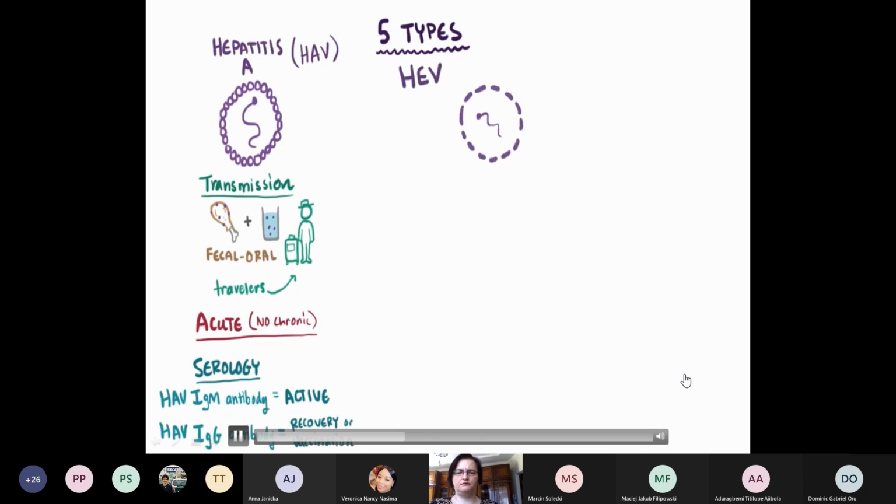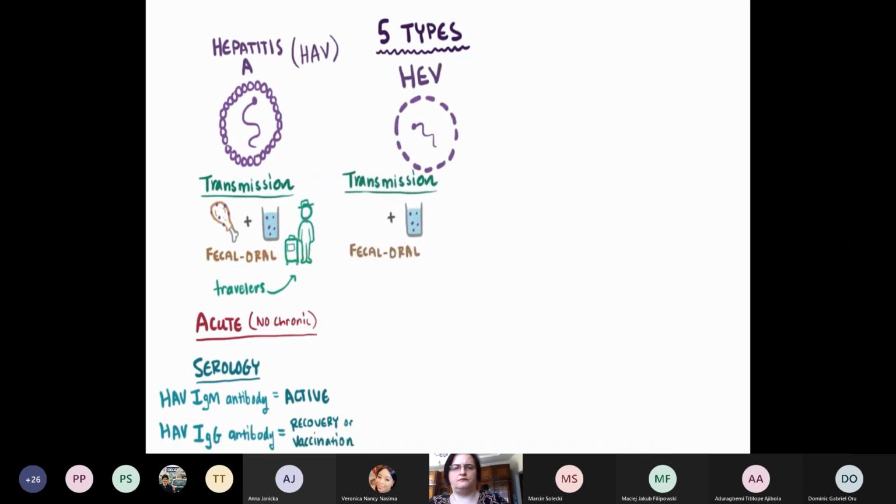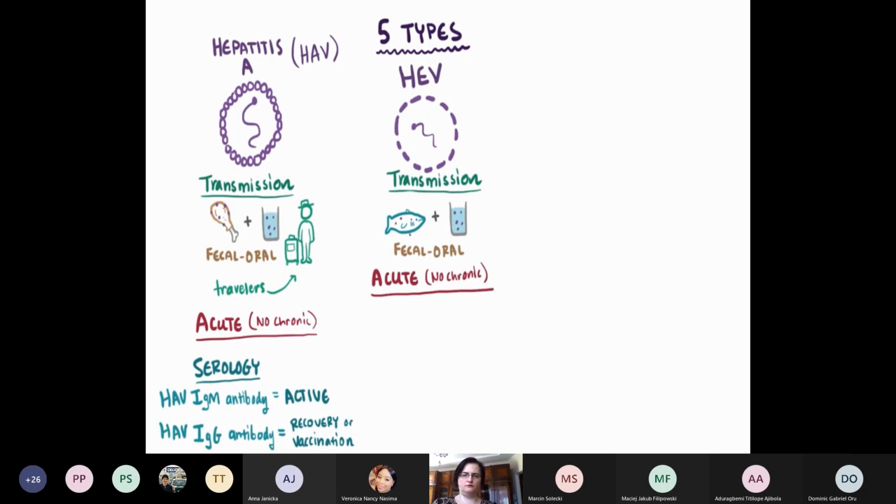Hepatitis E virus is actually pretty similar to HAV, with the same route of transmission, fecal-oral, and is most commonly acquired through undercooked seafood or contaminated water. It also doesn't have much of a chronic state, and HEV IgM antibodies tell us that there's an active infection, and HEV IgG antibody is protective and signals recovery, just like HAV.